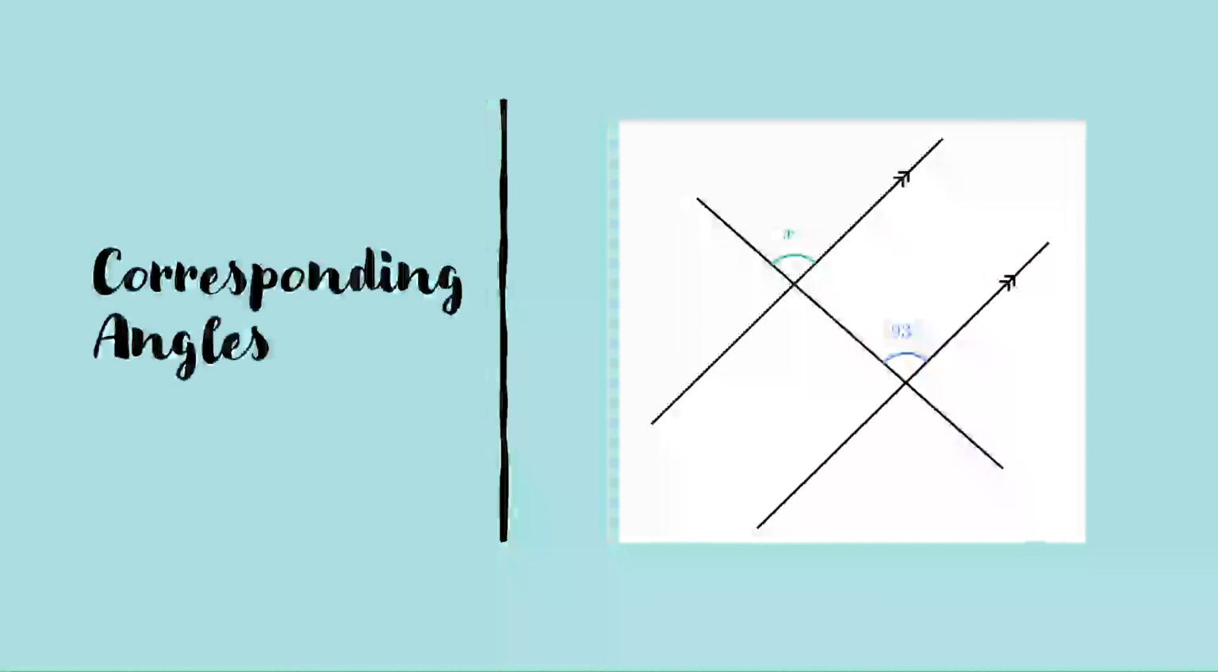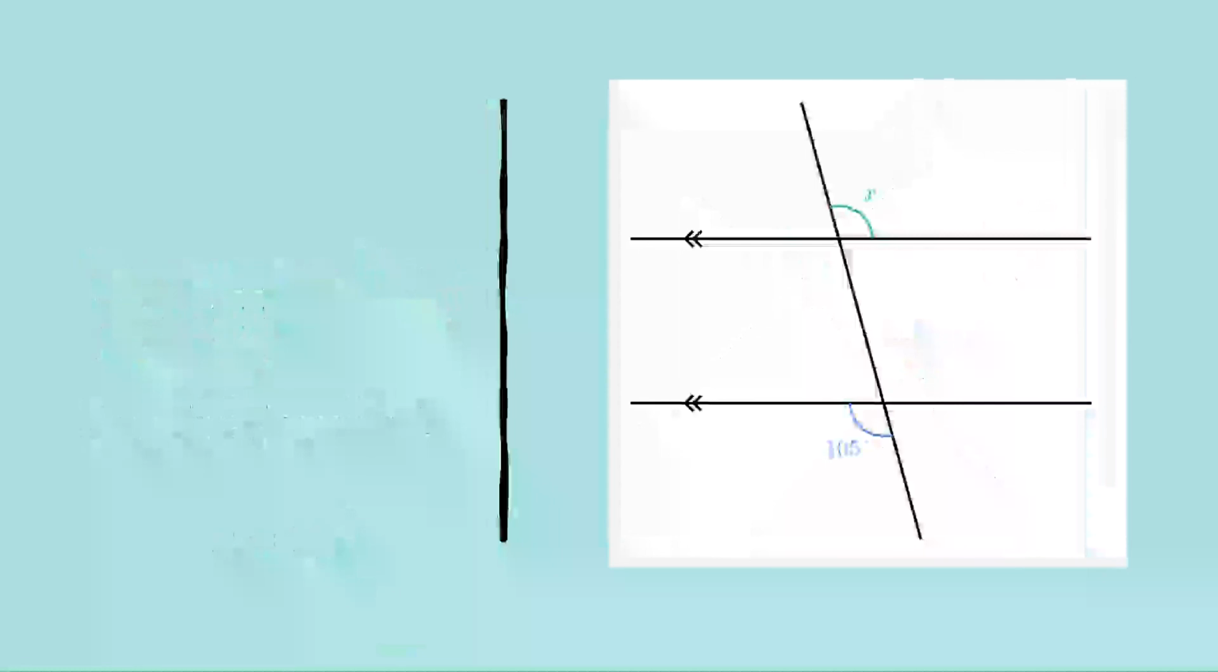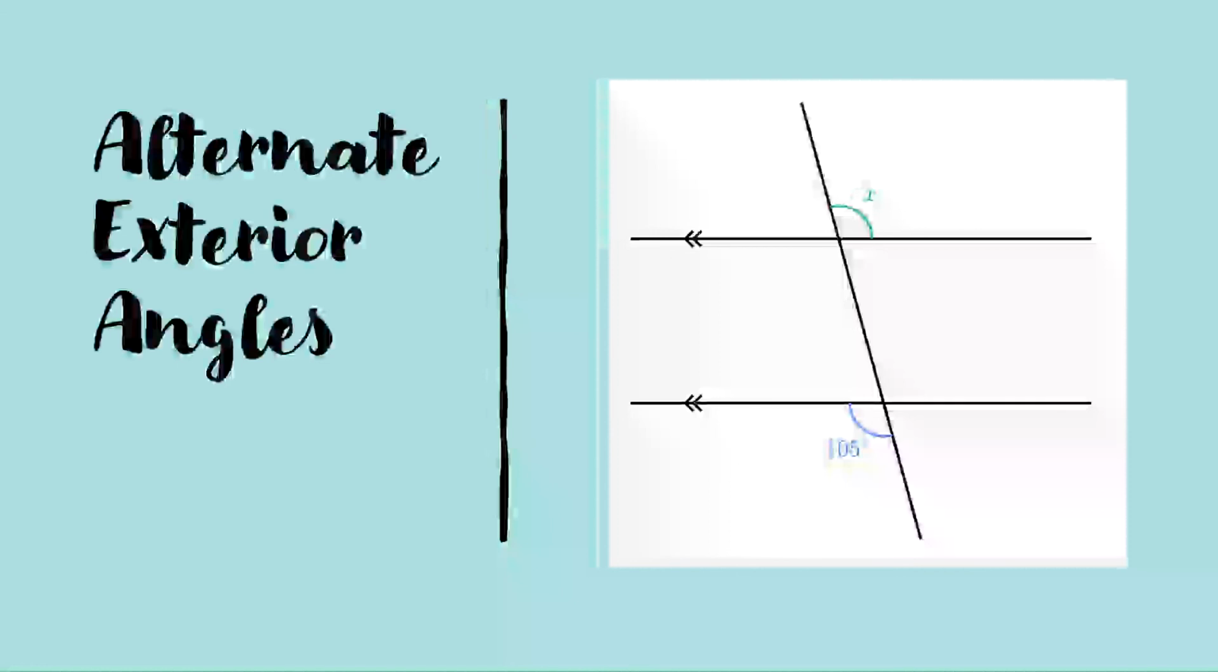In this example, we see that these are corresponding angles. They're in the exact same position on the parallel lines. Corresponding angles are congruent. Therefore, X equals 93 degrees. In this example, our angles are on the outside of the parallel lines. They are exterior, and they are on opposite sides of the transversal. So they're alternate exterior angles. Alternate exterior angles are congruent. Therefore, X equals 105 degrees.